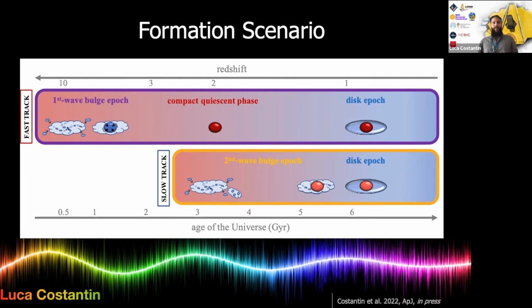And I have no time to enter into the details of either the second wave bulges or the assembly history of the disk component, which, as I told you, happens around redshift 1 for both types of bulges, but I invite you to look for the entire discussion in my works.